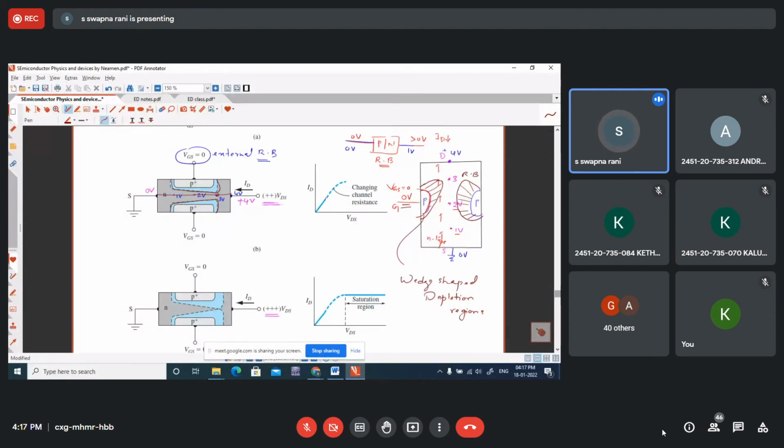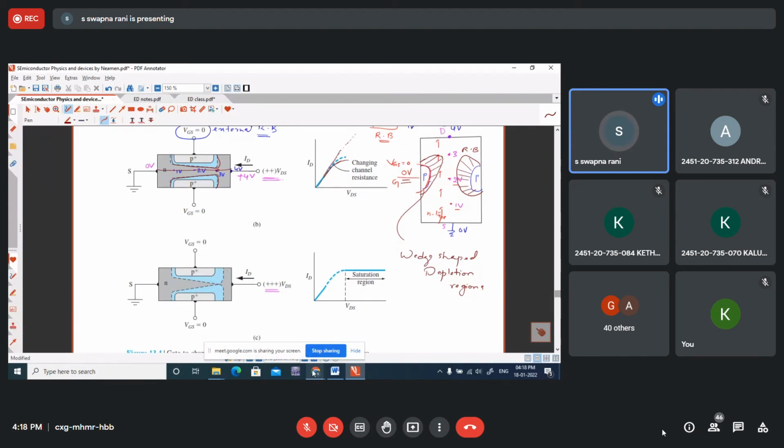So as we discussed in the previous case, instead of the drain current increasing linearly with VDS, the rate of flow of the charge carriers starts decreasing. Because when the wedge-shaped depletion regions are formed and widened because of the internal reverse bias effect, the width of the channel is reduced and the channel resistance is increased. Therefore, the rate of flow of the charge carriers decreases.